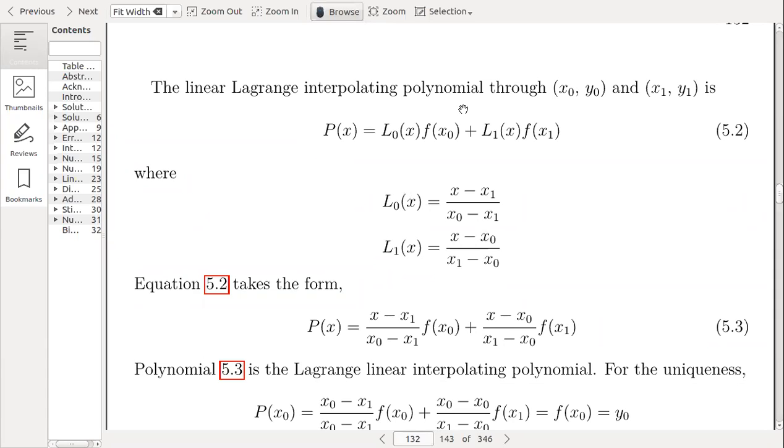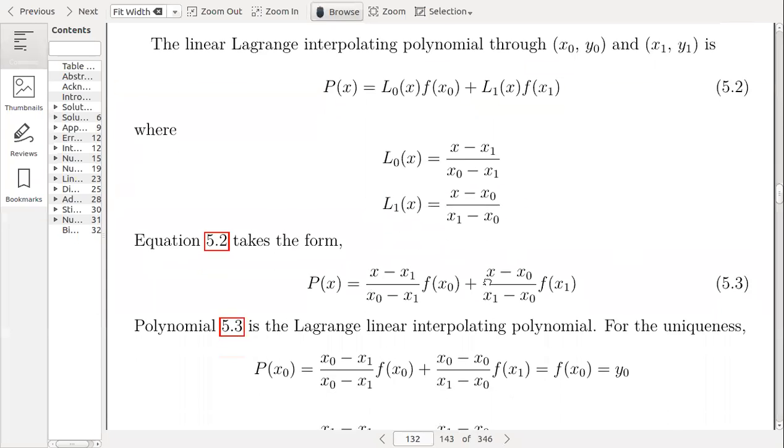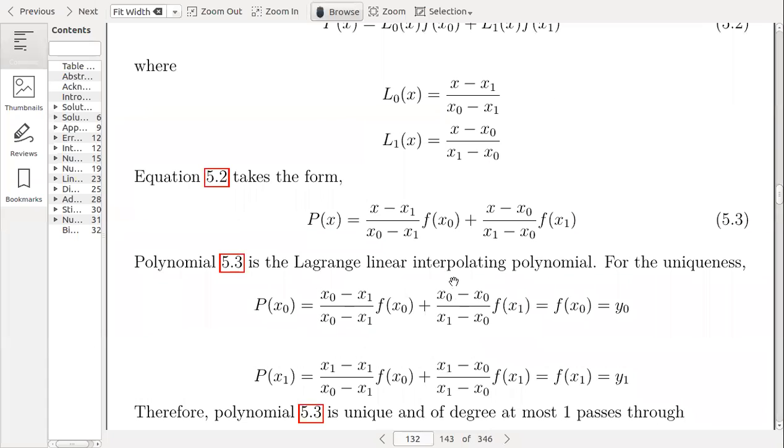So the Lagrange interpolating polynomial, given in 5.2, can be written in the form of coefficients as p of x is equal to x minus x1 over x0 minus x1 into f of x0 plus x minus x0 over x1 minus x0 into f of x1. This polynomial is the Lagrange linear interpolating polynomial because the variable involved has degree 1, and this is also the polynomial of lowest degree, which is degree 1. That's why we can call it the linear interpolating polynomial.